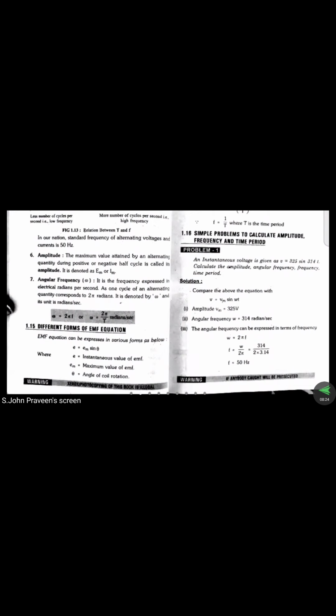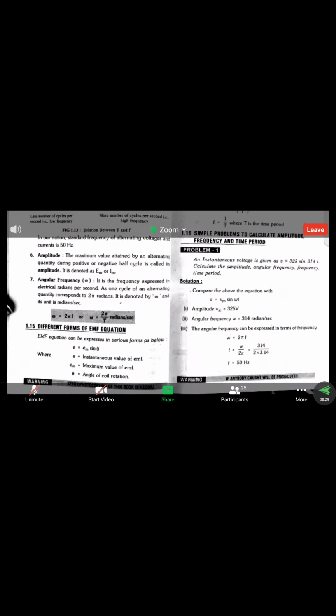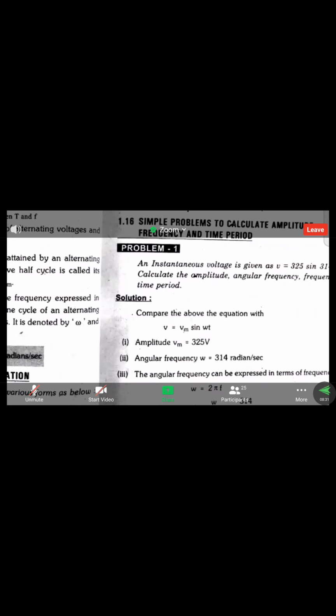There is one problem. We need to determine the frequency. First we write down the given data and substitute in the formula. So we have simplified that one.